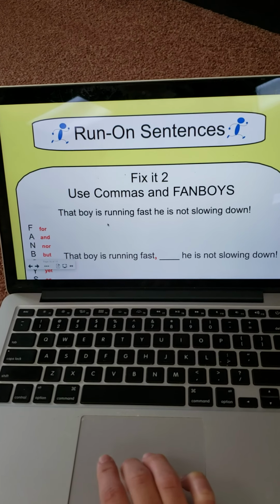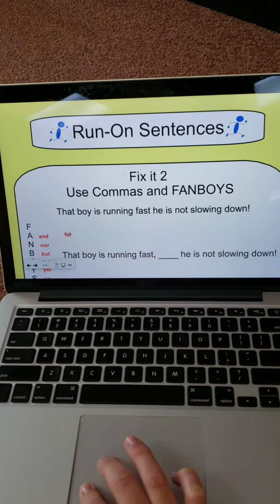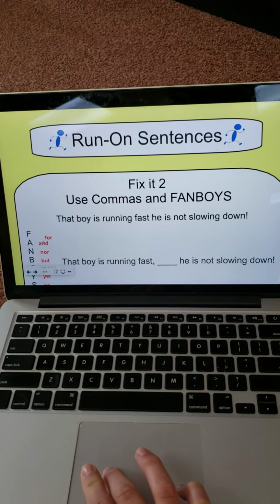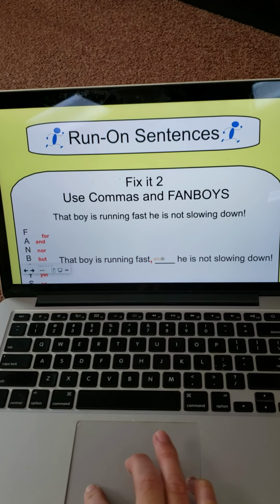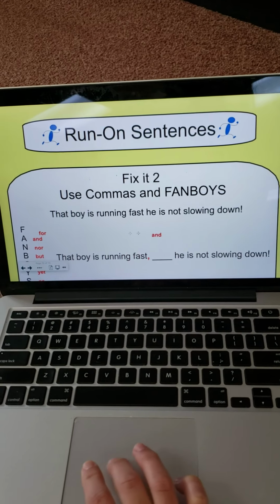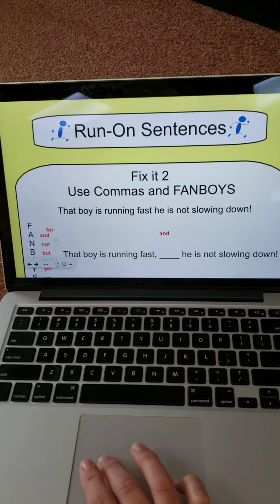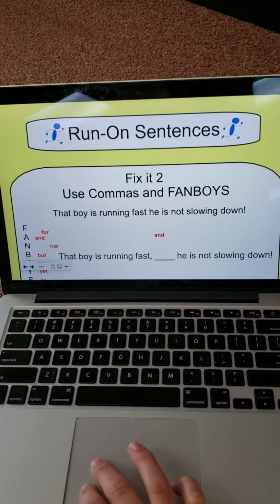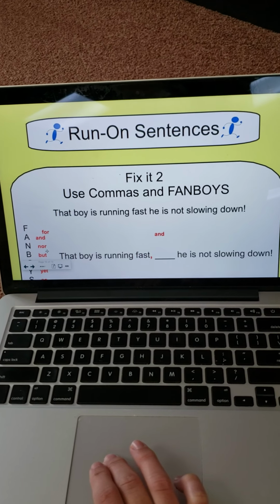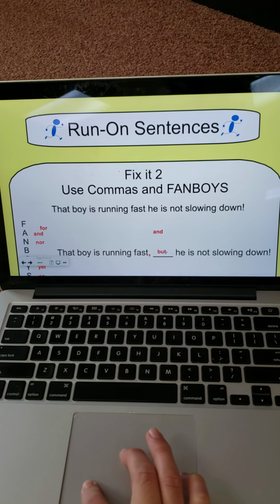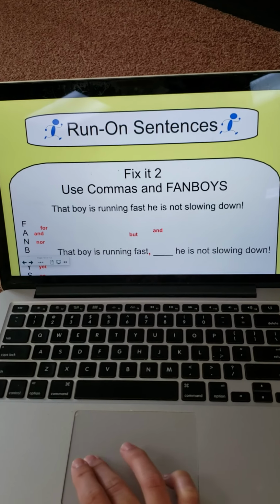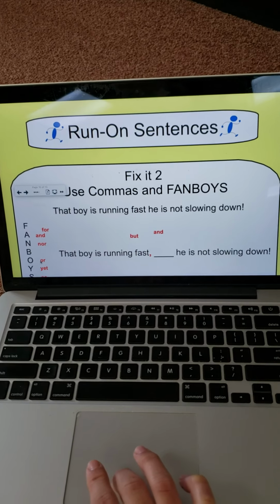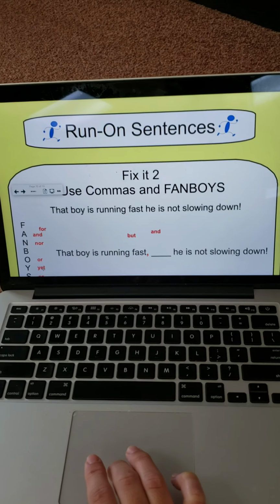That boy is running fast, for, he is not slowing down? No, that doesn't make sense. That boy is running fast and he is not slowing down? That one could make sense. That boy is running fast nor he is not slowing down? I don't like that one. I don't think that works. That boy is running fast, but he is not slowing down. That could work, so we'll put that up there. That boy is running fast, or he is not slowing down. No, I'm not even going to slide that over.